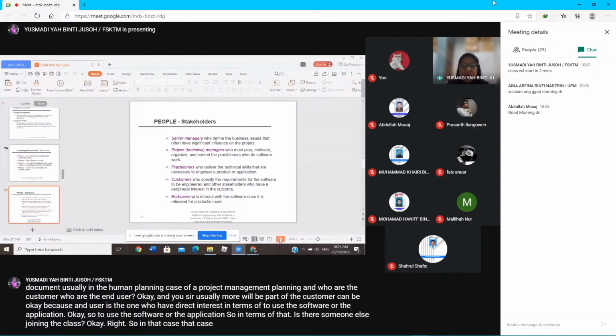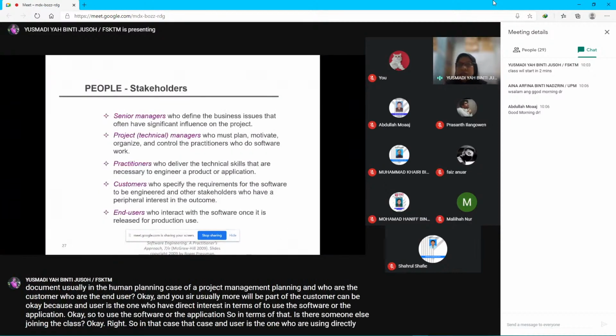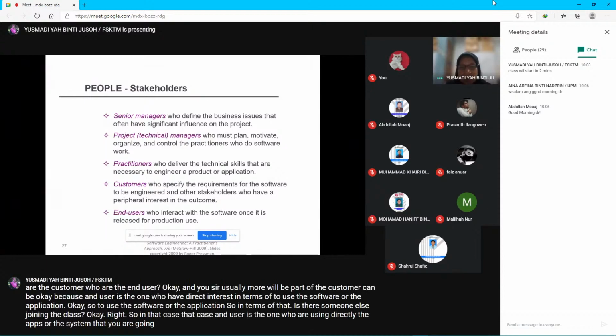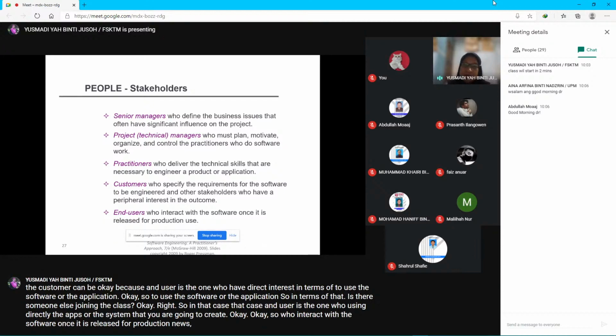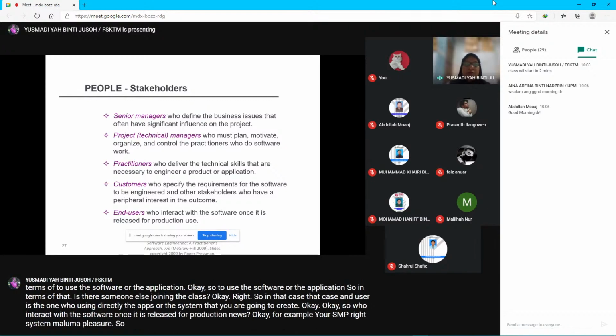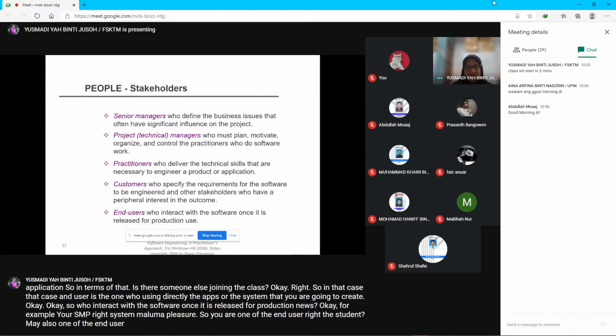The end user is the one who directly uses the apps or the system that you are going to create, who interacts with the software once it is released for production use. For example, your SMP, Sistem Maklumat Pelajar. You are one of the end users, the student. Me also one of the end users, the lecturer. Right? So that is the one.